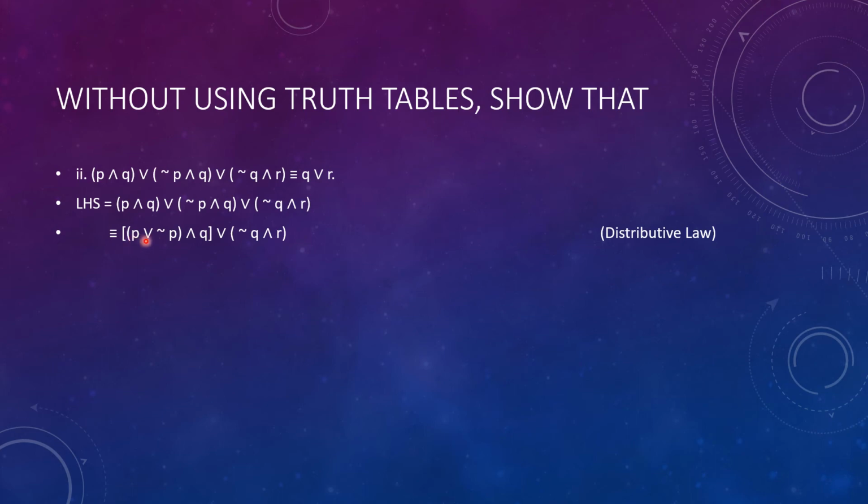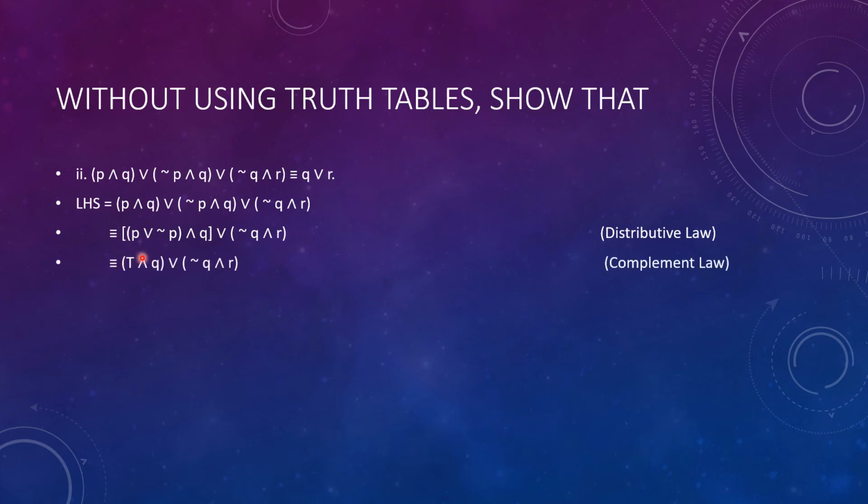Now, P or negation P. Again, one will be true, so the other will be false. If this is false, this is true. In both cases the answer comes out to be true, because one of them will always be true and the other will be false. In an OR combination, if one of them is true, the answer is true. So this bracket gives you the answer as true.